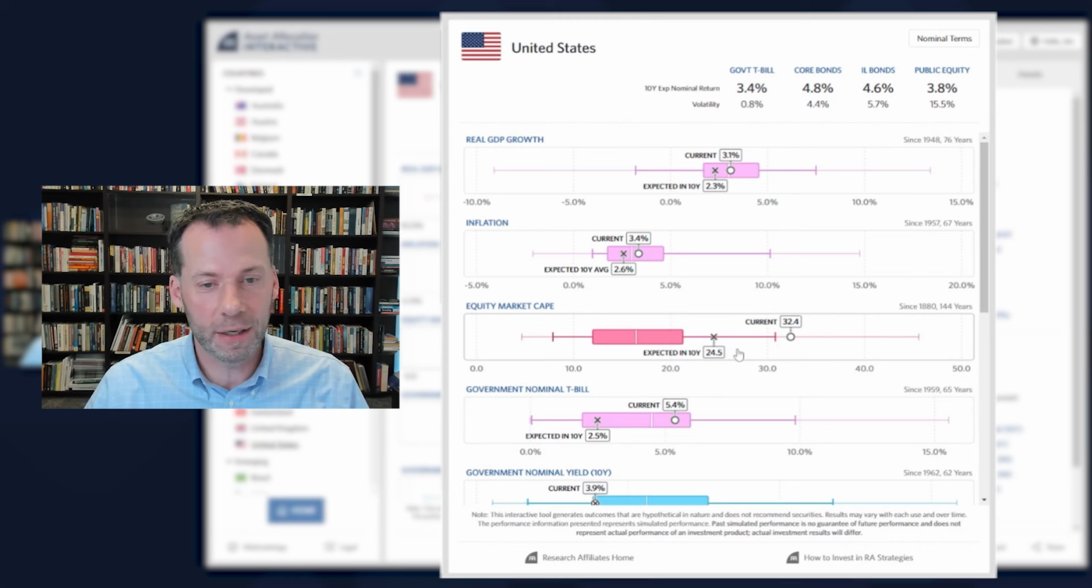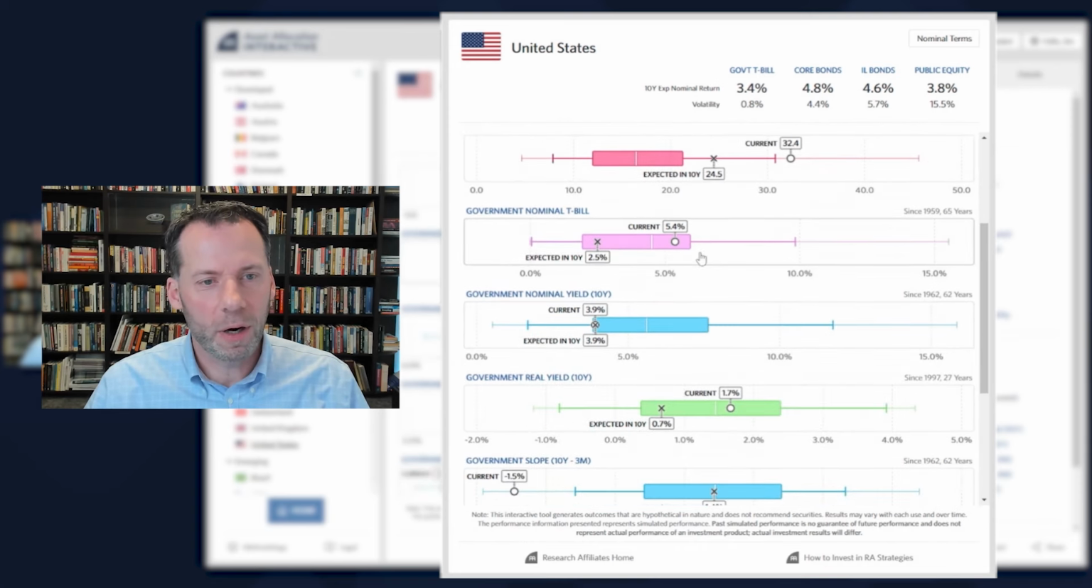24.5, as you can see here, is not particularly cheap, at least with respect to history. In fact, it's above the interquartile range, or the 75th percentile. So we think there are headwinds to equity markets, but it does not mean that we're calling for a complete implosion of the equity markets, not by any means. In fact, we expect them to trade at a nice solid 24.5, call it 25, in 10 years.